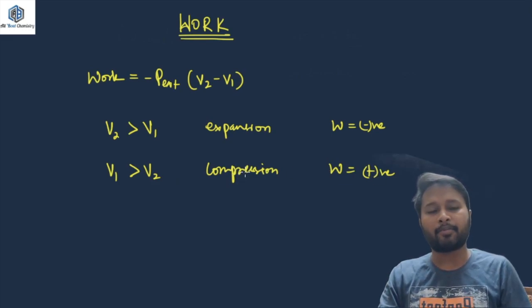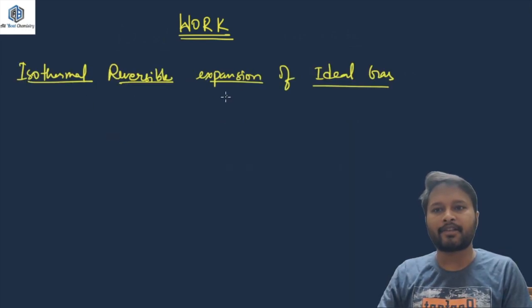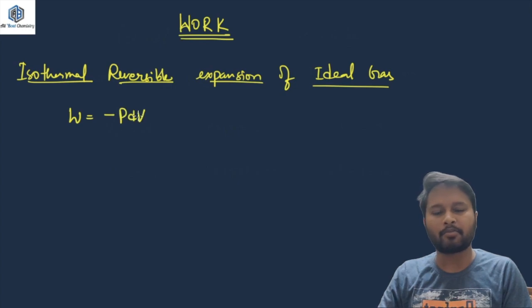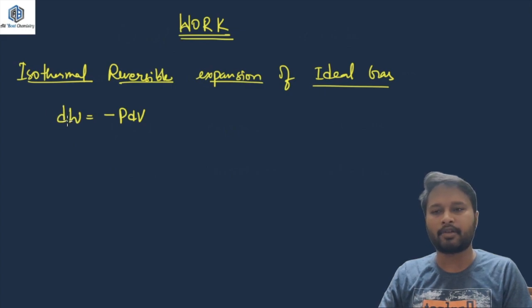Now, depending upon different processes, we have different equations of work. Let's see how this work changes when the process changes. We'll talk about isothermal reversible expansion of an ideal gas. What is the equation of work in this case? As we know, work is equal to minus P dV, where for a very small change in volume we write dV instead of V2 minus V1, and P is basically P external. This is for a very small amount of work done. If you want it for the complete system, you just have to integrate this equation, so it becomes minus the integration of P dV.